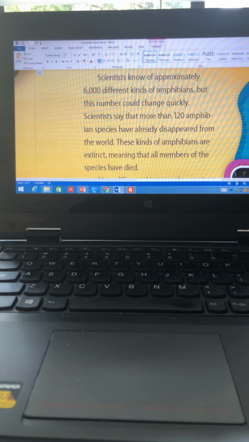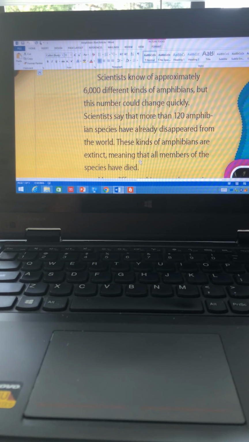Scientists know of approximately 6,000 different kinds of amphibians, but this number could change quickly. Scientists say that more than 120 amphibian species have already disappeared from the world. These kinds of amphibians are extinct, meaning that all members of the species have died. They give me 2 clues here. The first one says they have disappeared. So species of a certain animal have disappeared from the world. The other clue it tells me is that all members of that species have died.